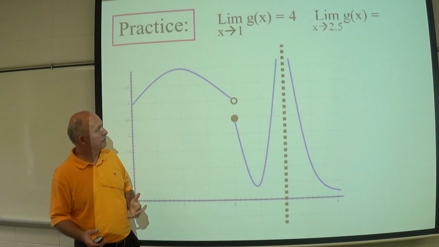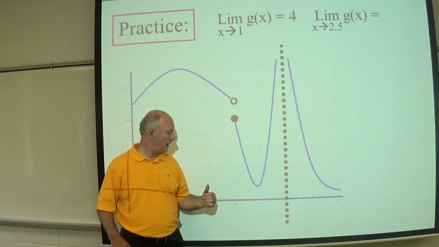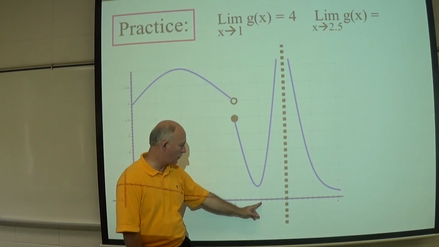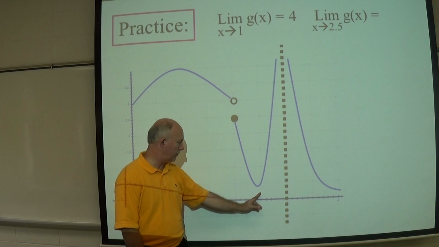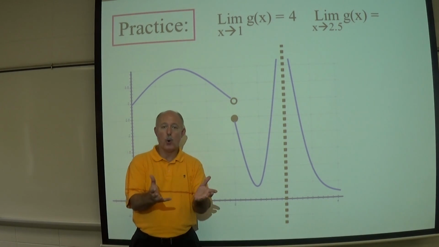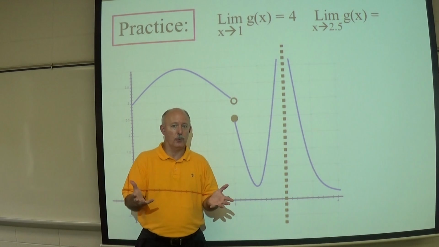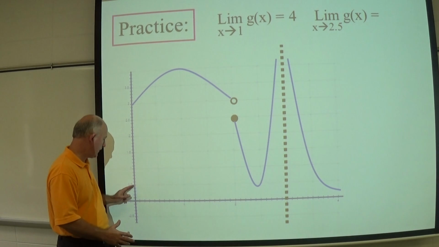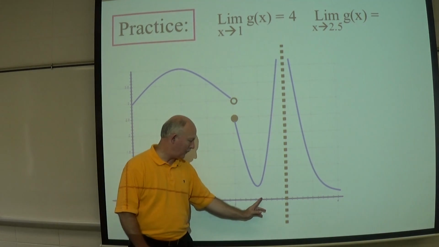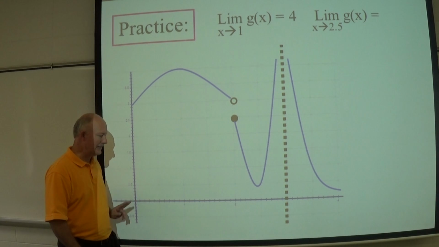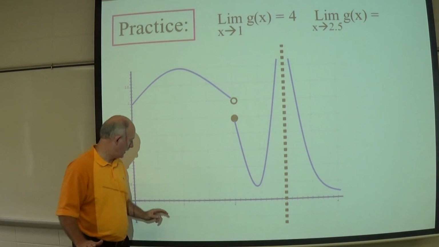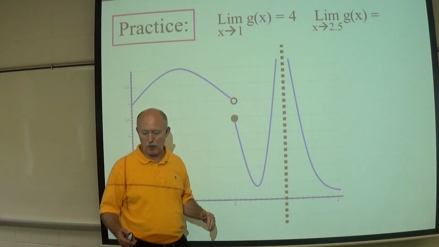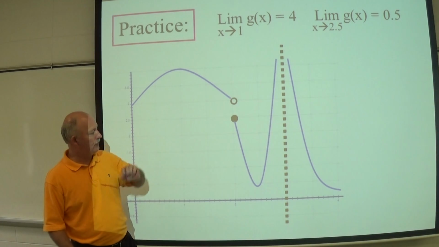Okay, let's try another value. Let's try the limit as x approaches 2.5. 2.5 would be, this is 1, 2, 2.5 would be right here. So once again, I notice as you come up to the graph, there's no hole, no jumps, no gaps. So we want to simply follow the graph all the way over to its corresponding y value, which would be 0.5. So when x is 2.5, y should be 0.5. So we say that the limit as x approaches 2.5 should be 0.5.